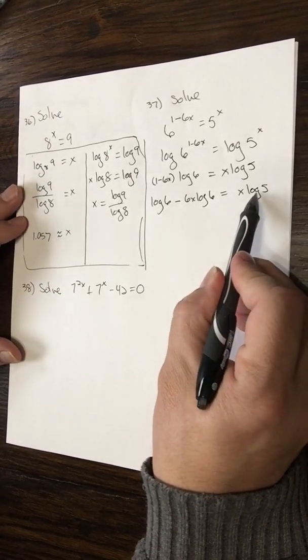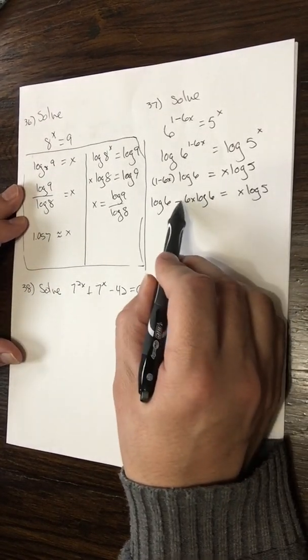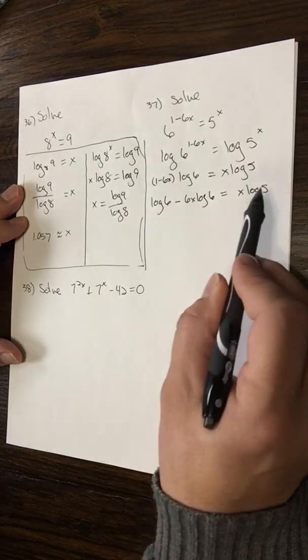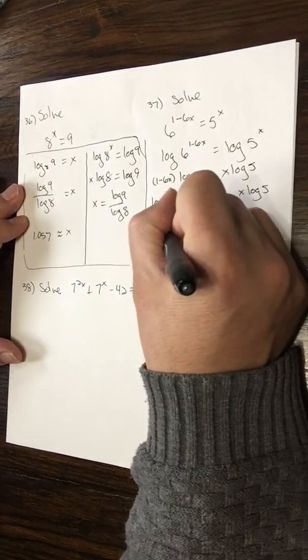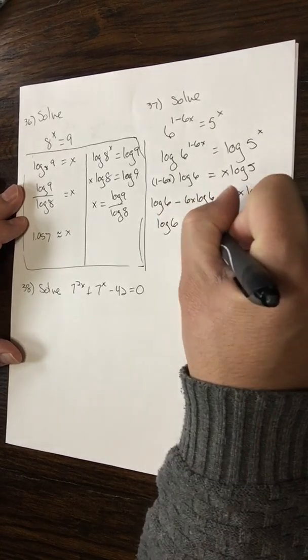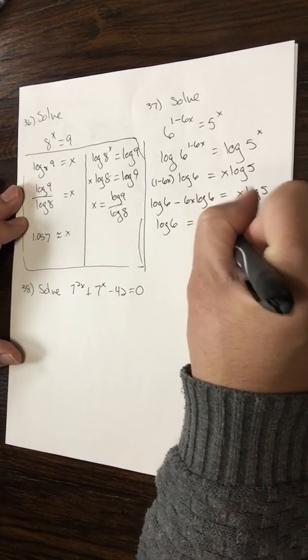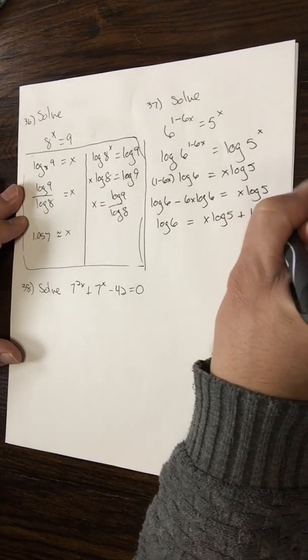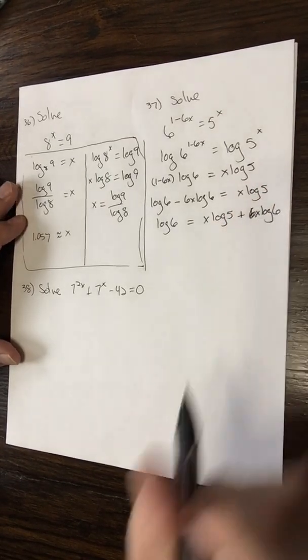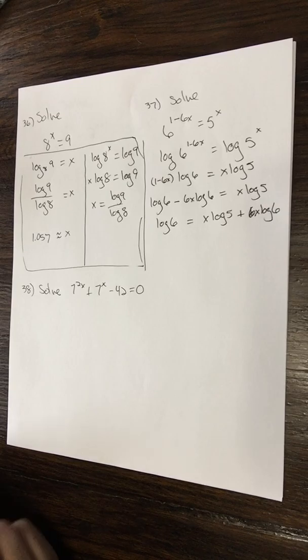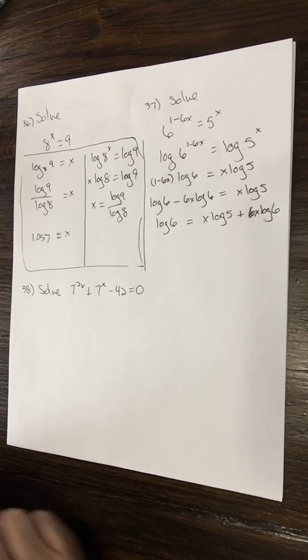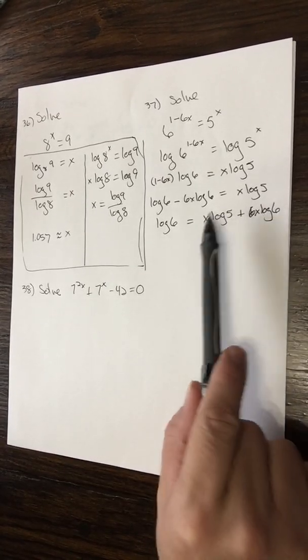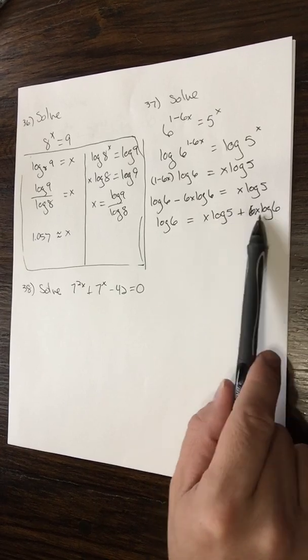I want to get this x together with this x. Since this is minus, I'm just going to add this so that the two x's are together over here. Okay, so I have log of 6 is equal to x times the log of 5 plus 6x times the log of 6. That's a 6 right there. Okay, x's are now on the same side of the equation. What I can do here is the distributive property. I'm going to factor the x out of these two.